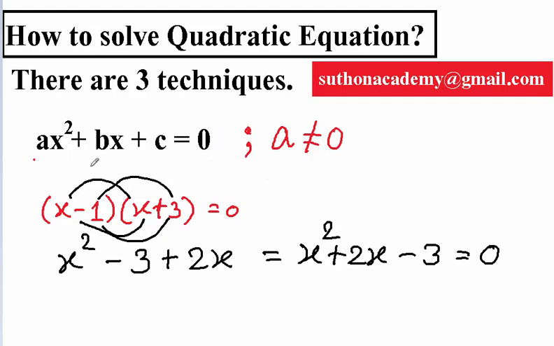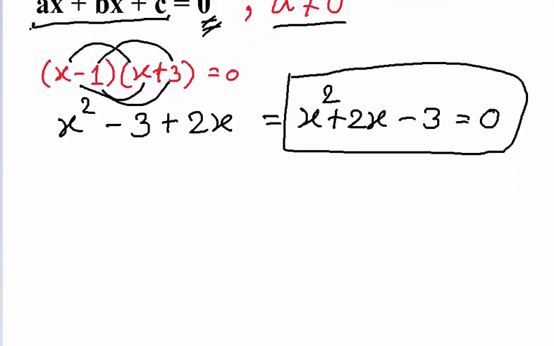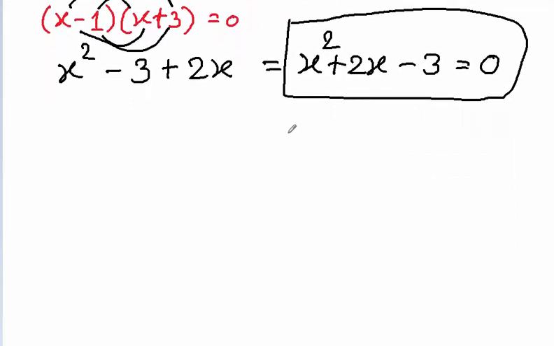You have to remember that in a quadratic equation, the right side must be 0. These are two things that you have to remember. First, a must not be 0. The next thing is the right side should be 0. So in this case, I have this quadratic equation, x squared plus 2x minus 3 equal to 0, right? I will show you how to solve this equation using three techniques.